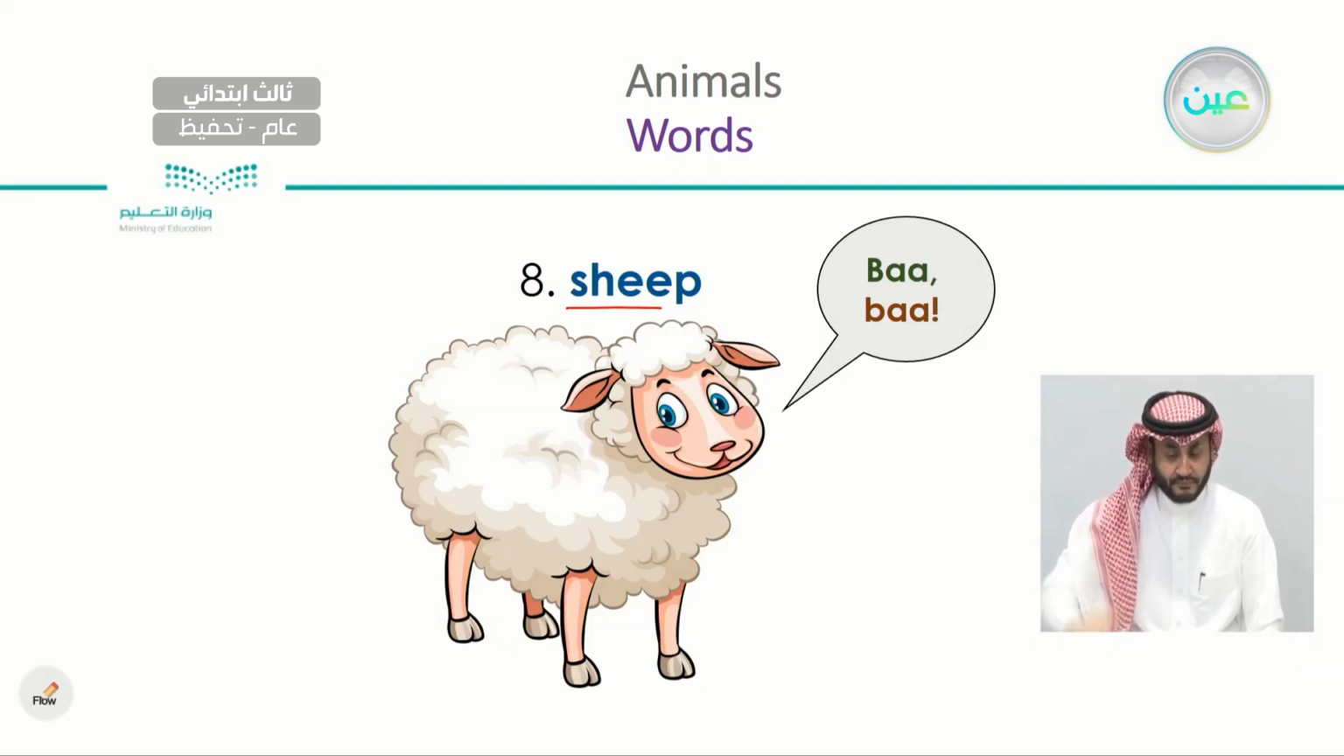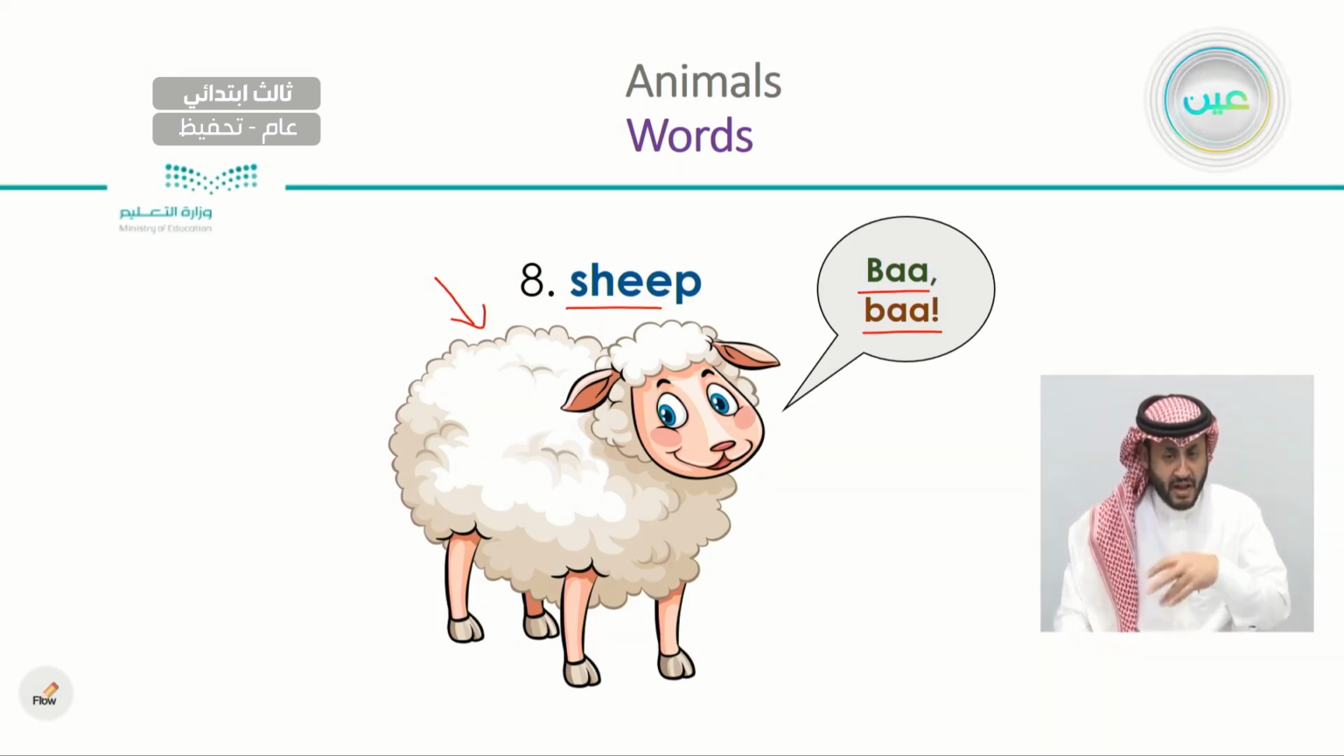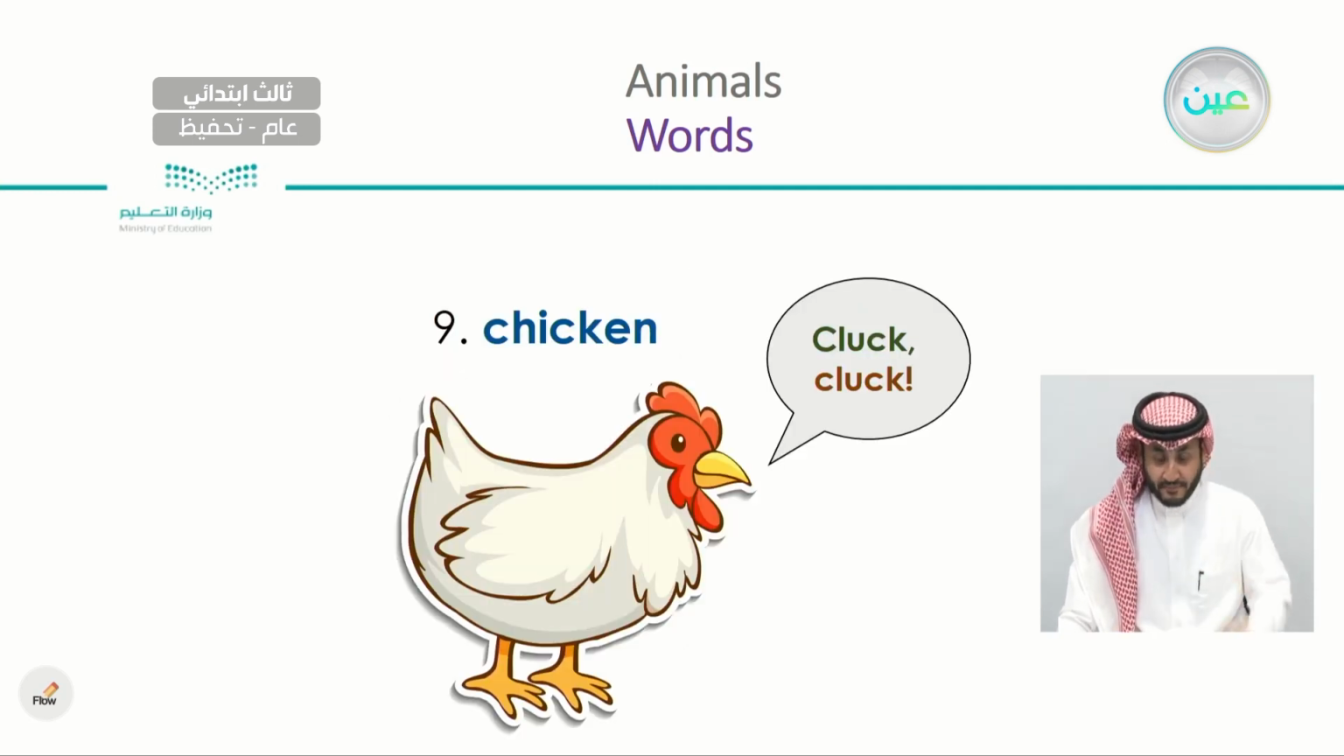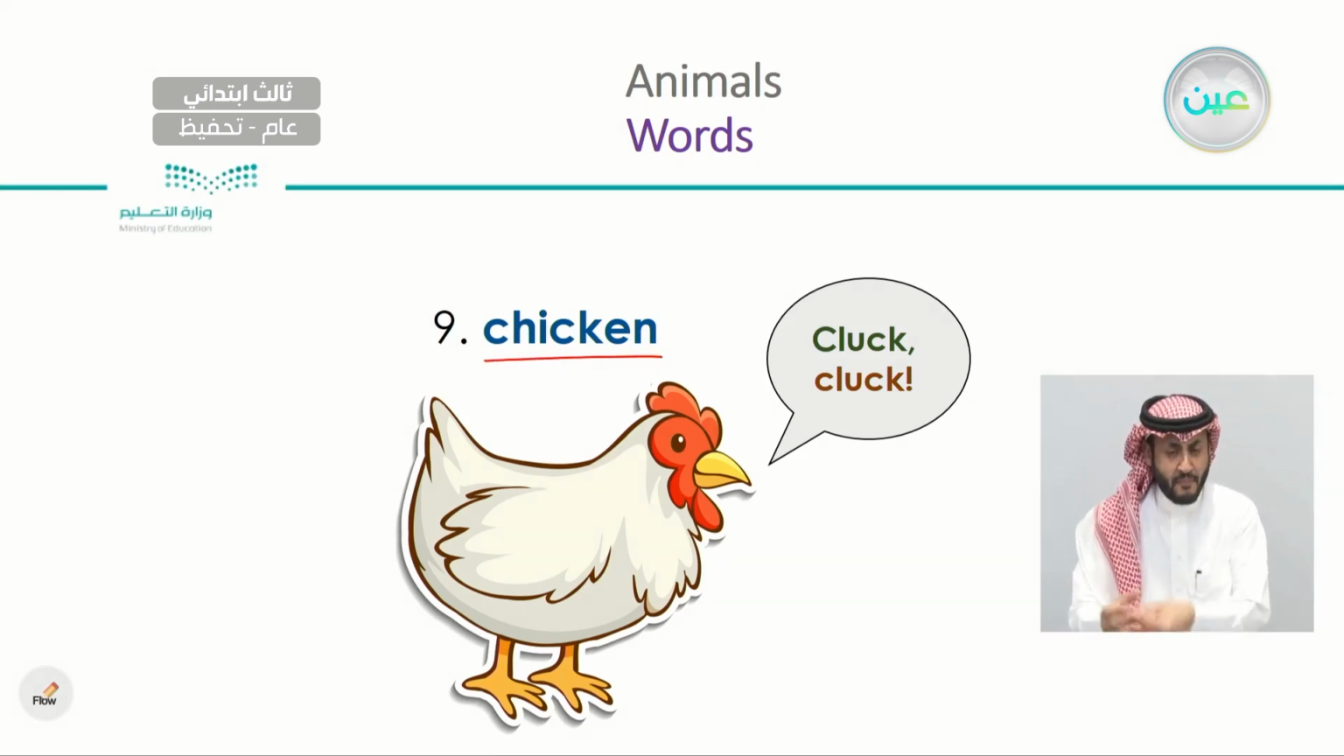And here we have, look at this sheep. It has a lot of wool. Do you know what a yarn is? It's made of the sheep's wool. Let's read. What sound does it make? Ba, ba. This is the sound that a sheep makes. Clear? Now this animal here is a chicken. What sound does it make? Cluck, cluck.